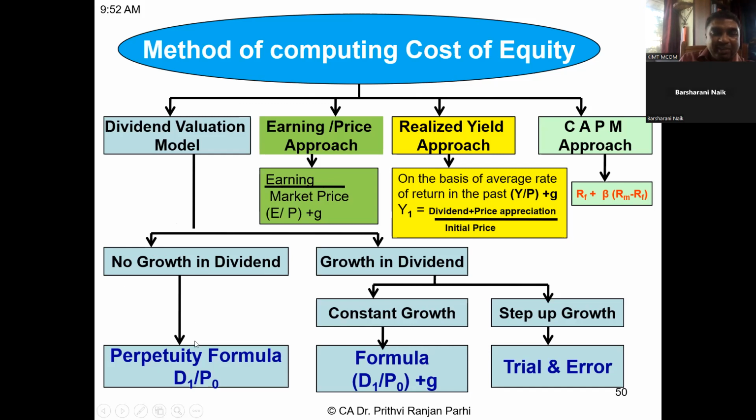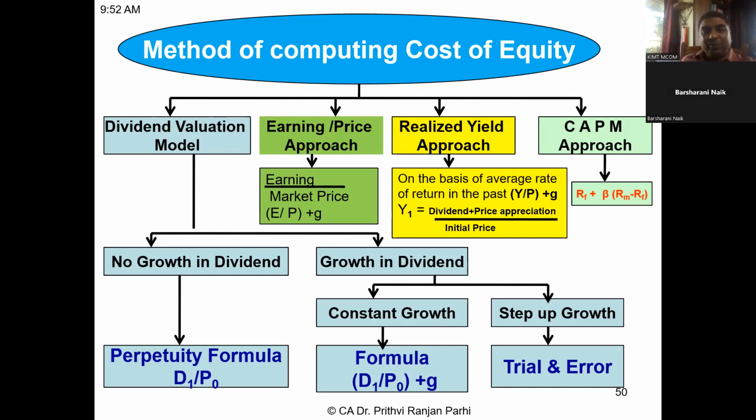If there is no growth in dividend, there is a perpetuity formula. We'll be learning that. You'll apply that formula and you'll get the cost of equity. If there is a growth in dividend, then again you have to see whether it is a constant growth or step-by-step growth. If there is constant growth, there is a formula for this. If it is step growth, there is a trial and error method by which we'll compute the cost of equity. Fine. So this model says that on the basis of dividend, we'll be able to compute the cost of equity.